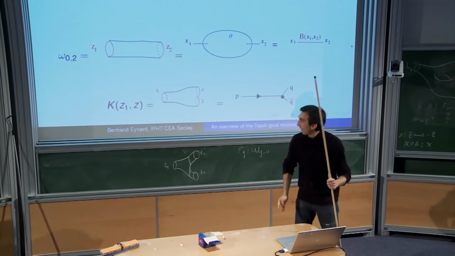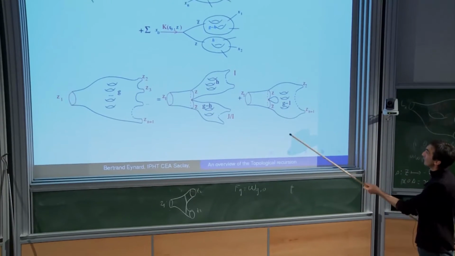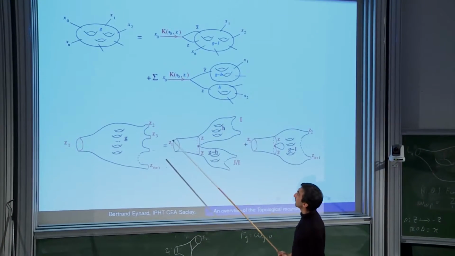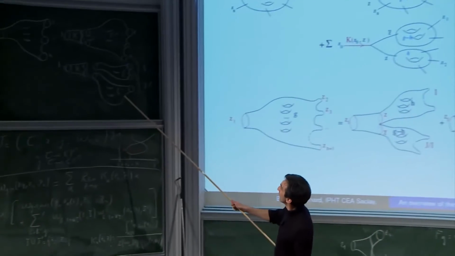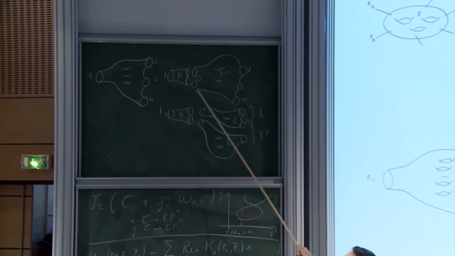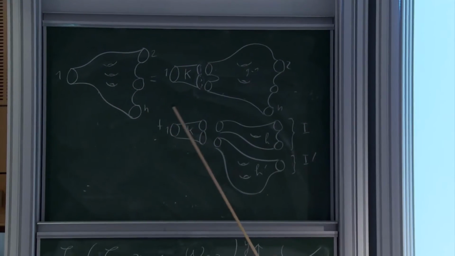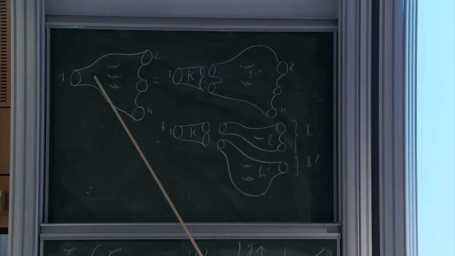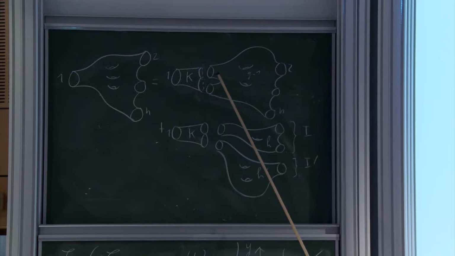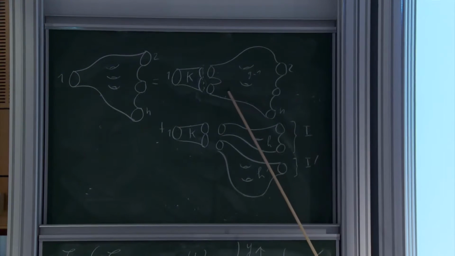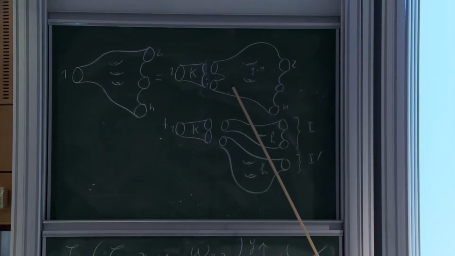So let me show how it works in practice for computations. First, there are different ways of writing the equation itself. You can represent the recursion equation with boundaries. It says that if you want to obtain a surface of genus G with n boundaries, you start from the first boundary and cut out a short. What remains is either connected, then it's of genus G minus 1, but it has one more boundary.